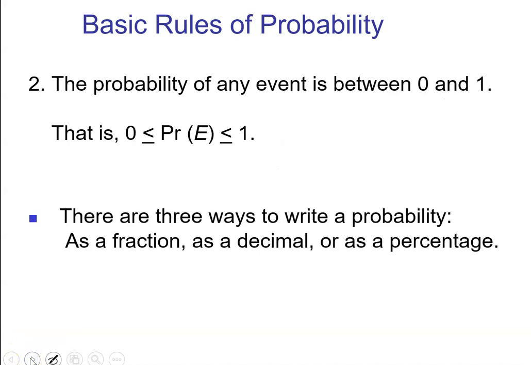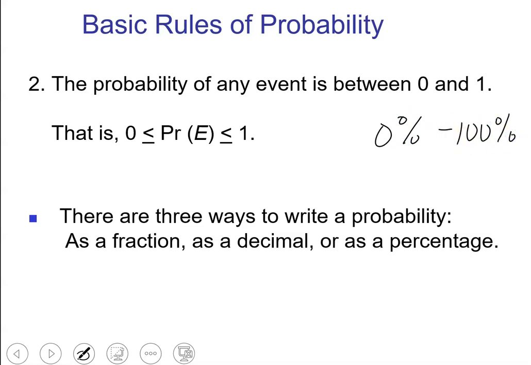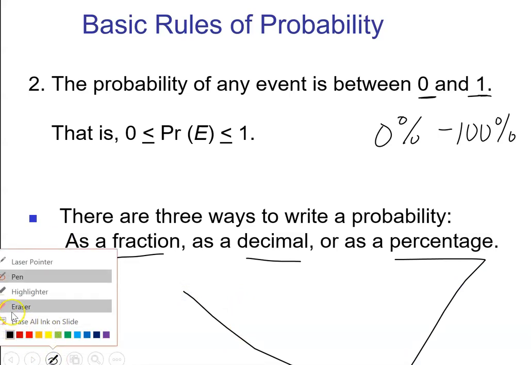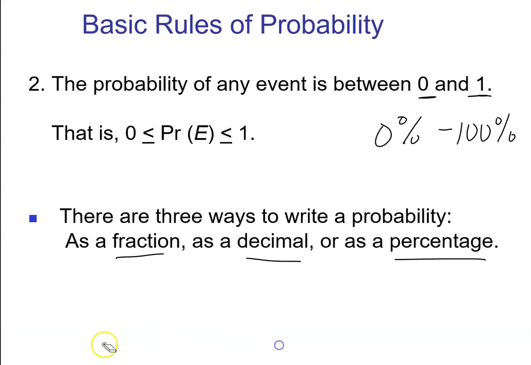2. The probability of any event is between 0 and 1. Again, because this is 0% to 100%. Remember, you can write it as a percent, you can write it as a decimal, you can write it as a fraction, so these are decimal versions here between 0 and 1. There are 3 ways to write a probability, which you've also talked about: a fraction, a decimal, a percent, and I don't care which way you would like to write those.